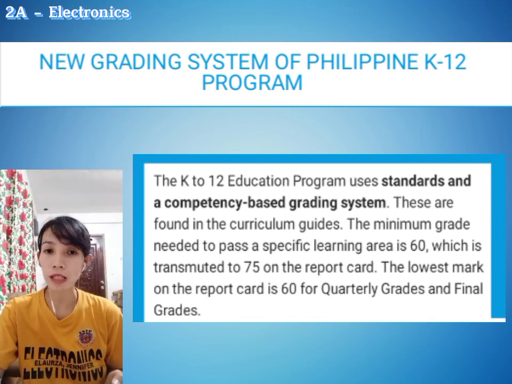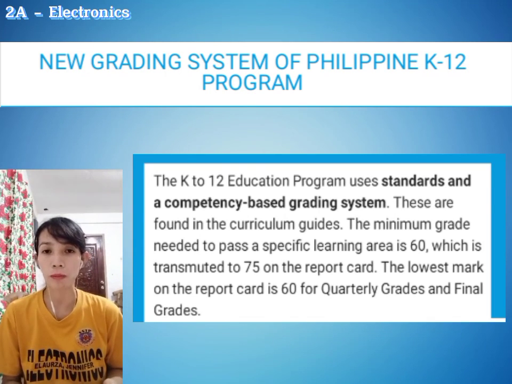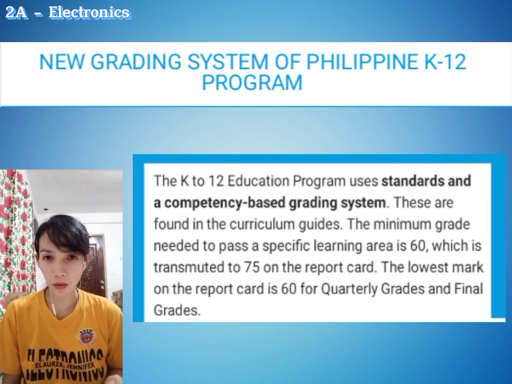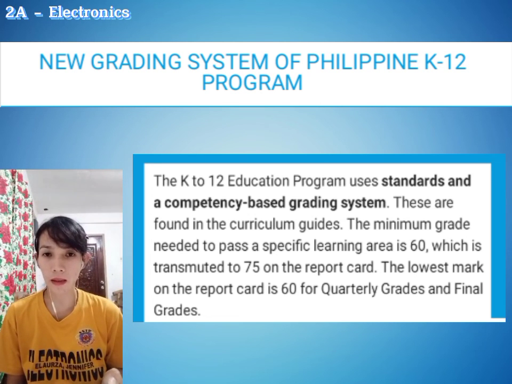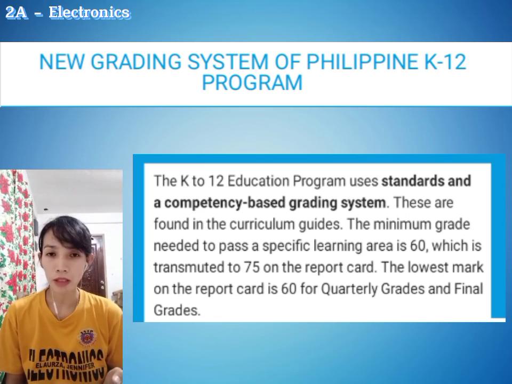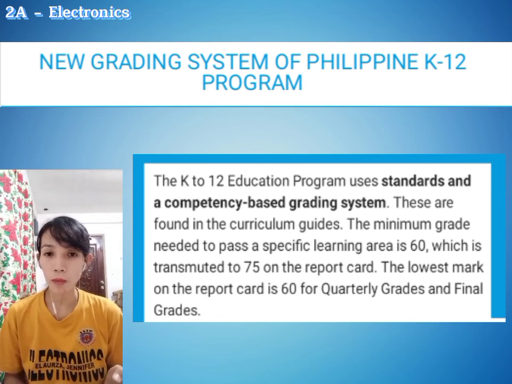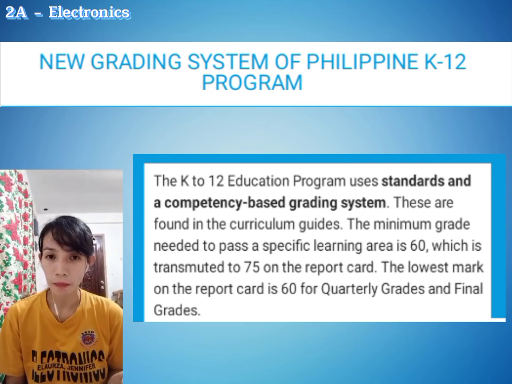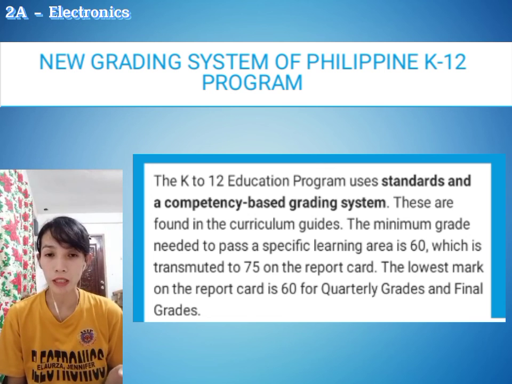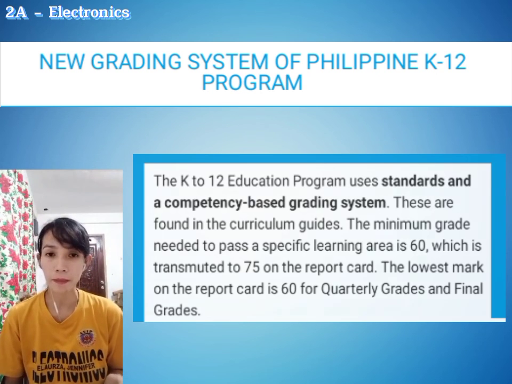Now, the new grading system of the Philippine K-12 program. The K-12 education program is a standards- and competency-based grading system. These are found in the curriculum guides. The minimum grade needed to pass a specific learning area is 60, which is transmuted to 75 on the report card. The lowest mark on the report card is 60 for quarterly grades and final grades.